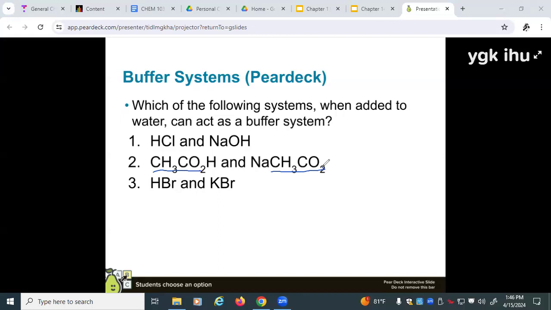Wait a second, that sounds familiar. That's the exact definition of conjugates. Conjugates are two compounds that are essentially the same, but separated by a hydrogen. So here I have a conjugate pair. I've got a weak acid, I've got its conjugate base. Number two is definitely a buffer system. This would be the acetic acid acetate buffer system, which is another column.